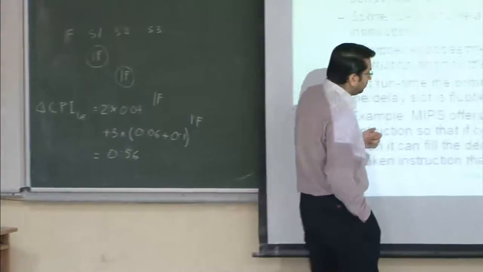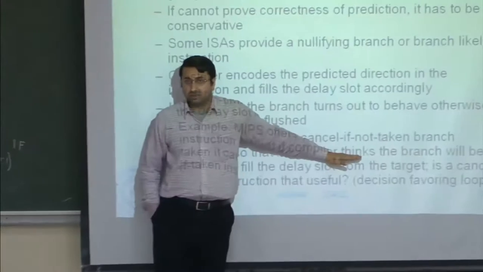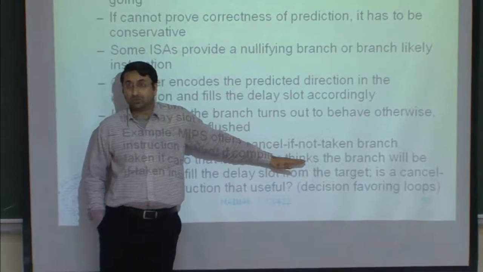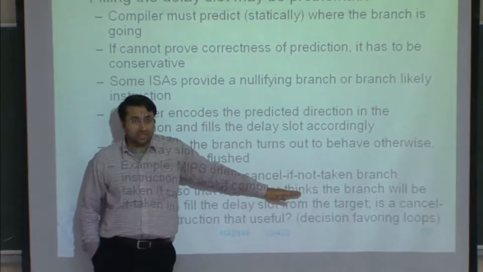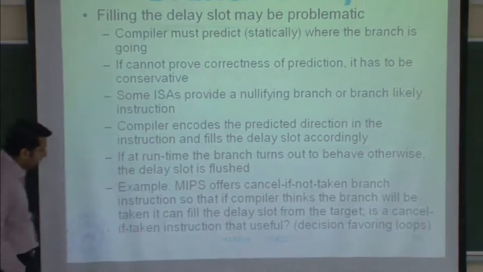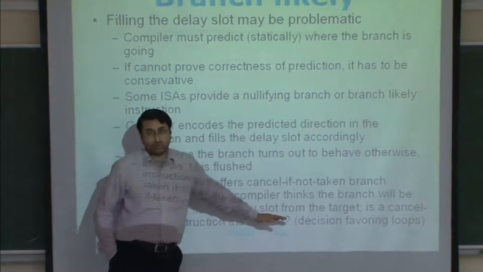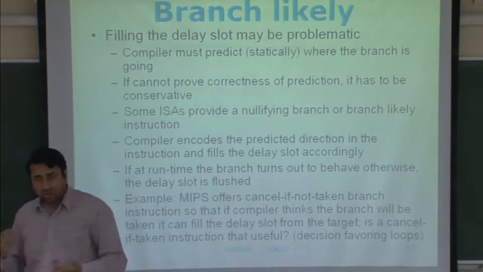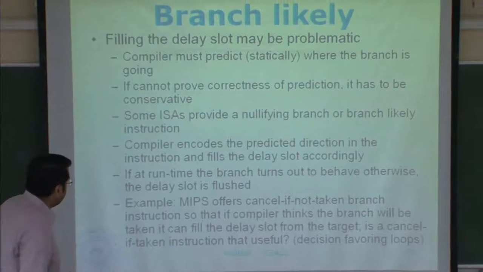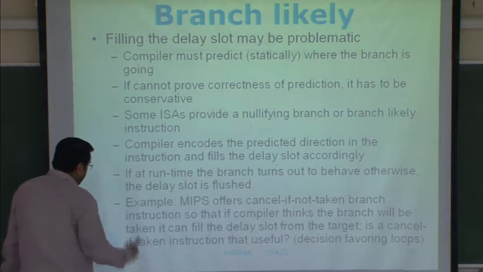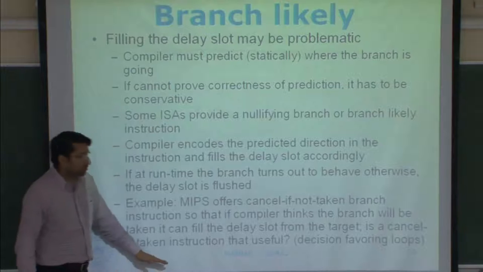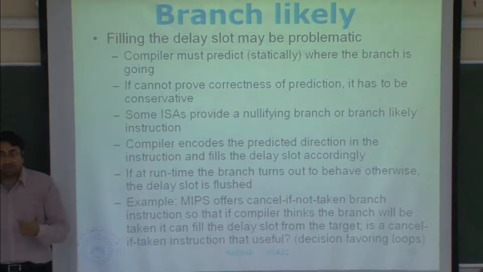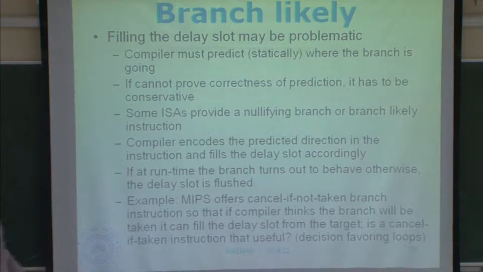So I need this kind of an instruction, which will be actually useful on the last branch when you fall through the last iteration of the loop, right? Yeah. So this decision was taken to favor loops, which form a large body of code structures. You usually run loops a lot. So they took statistics and found that cancel if taken is not that useful. That's why they didn't support this instruction. MIPS has only one branch likely instruction, which is cancel if not taken. Okay.